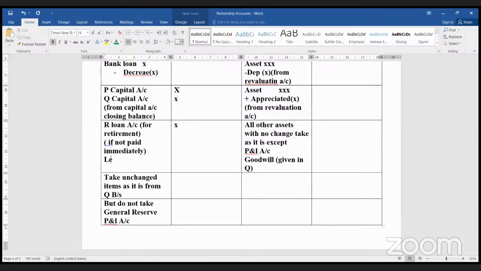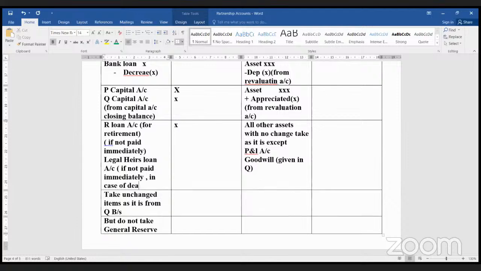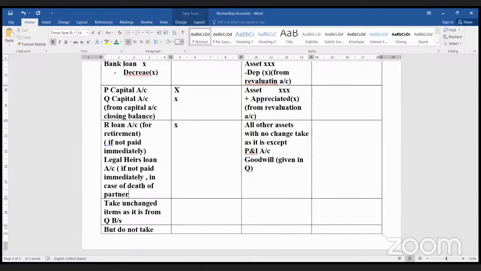You will write legal loan account in case of death of the partner. If a partner died but his amount is not paid, you will write legal heir account.